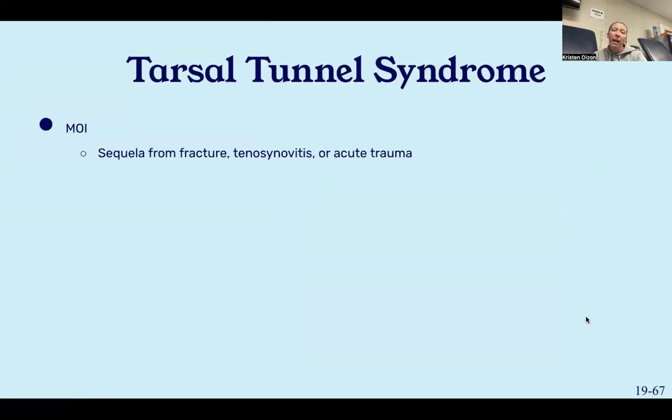So what's my MOI? My MOI, it's a sequela. Remember, it's an injury that comes secondary from another injury. So you have a fracture, and then it causes swelling there. You have tenosynovitis, which if I break it down, is inflammation of the tendon sheath cover, so inflammation of that retinaculum, or an acute trauma. So you got kicked there, you have some kind of swelling there, you're causing increased swelling in that area. What is actually injured is a compression of the tibial nerve by the flexor retinaculum. So that flexor retinaculum is supposed to hold it in place. It gets inflamed, which causes more pressure on that nerve.